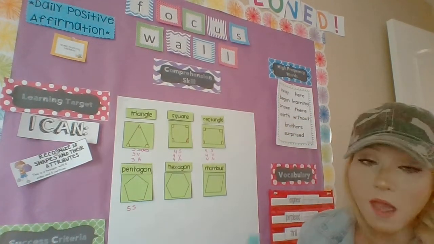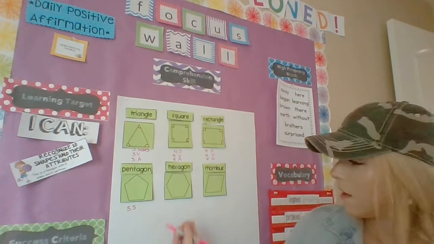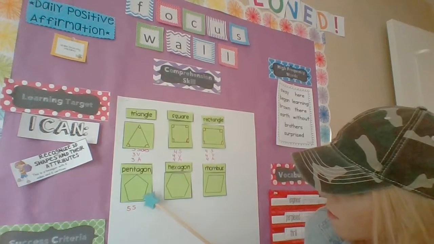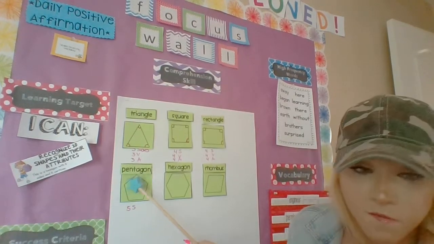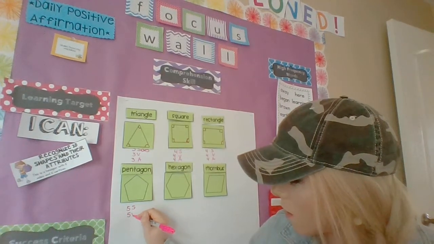Now let's count the vertices, the points. Ready? Begin. 1, 2, 3, 4, and 5. 5 vertices. We're going to do 5 V for short.